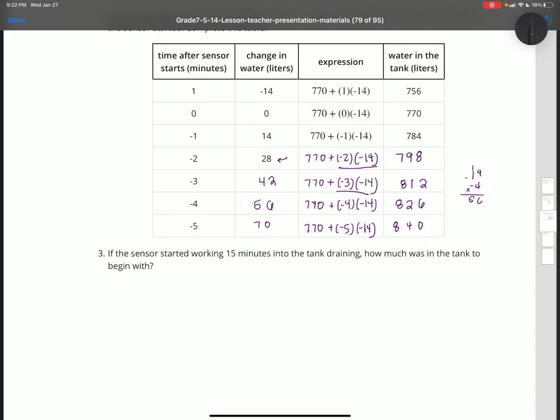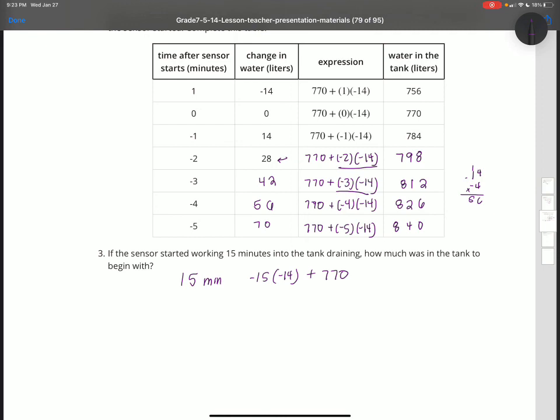So let's look at question 3. It says, if the sensor started working 15 minutes into the tank draining, how much water would that tank have to begin with? So it'll be 15 minutes, which will be our time. Okay, so if it started working, this would be beforehand, it would be a negative 15. And we're still going to multiply times a negative 14. And we're going to add that to 770.